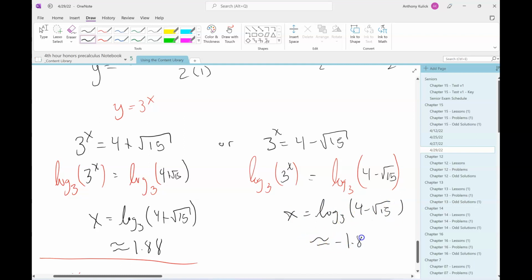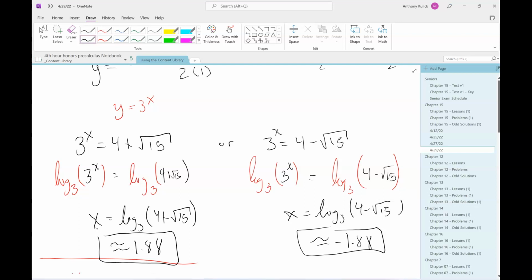When I do that, I get about negative 1.88. So those are my two solutions. What's the one thing I have to be a little bit careful about here?